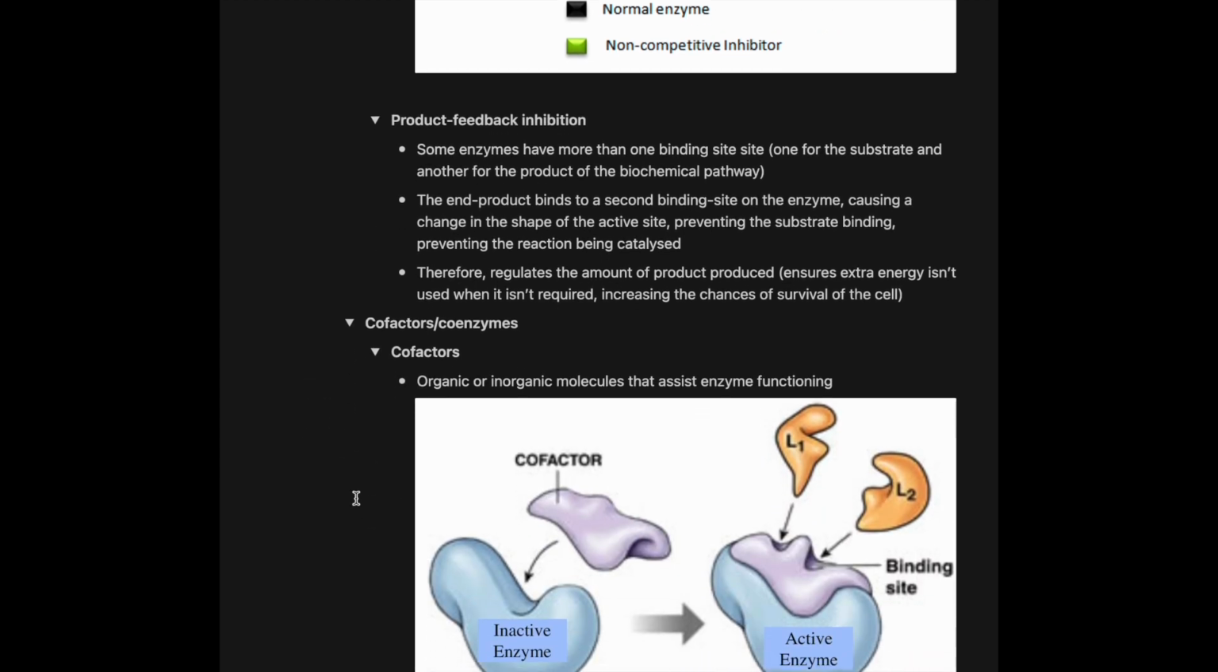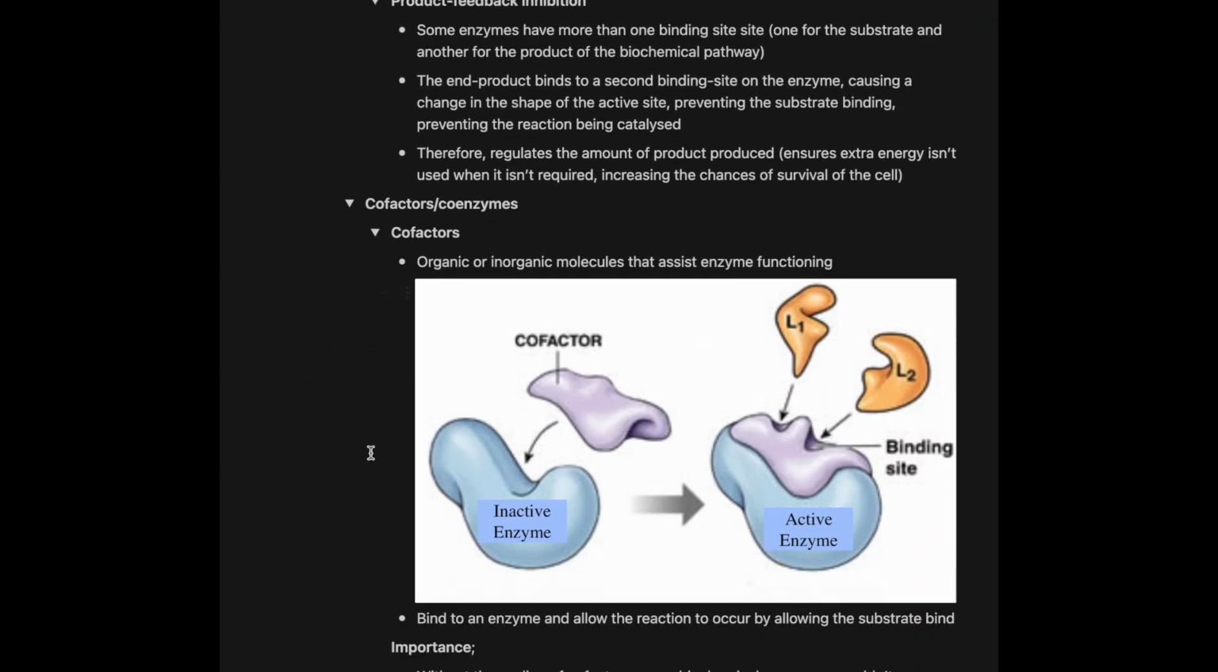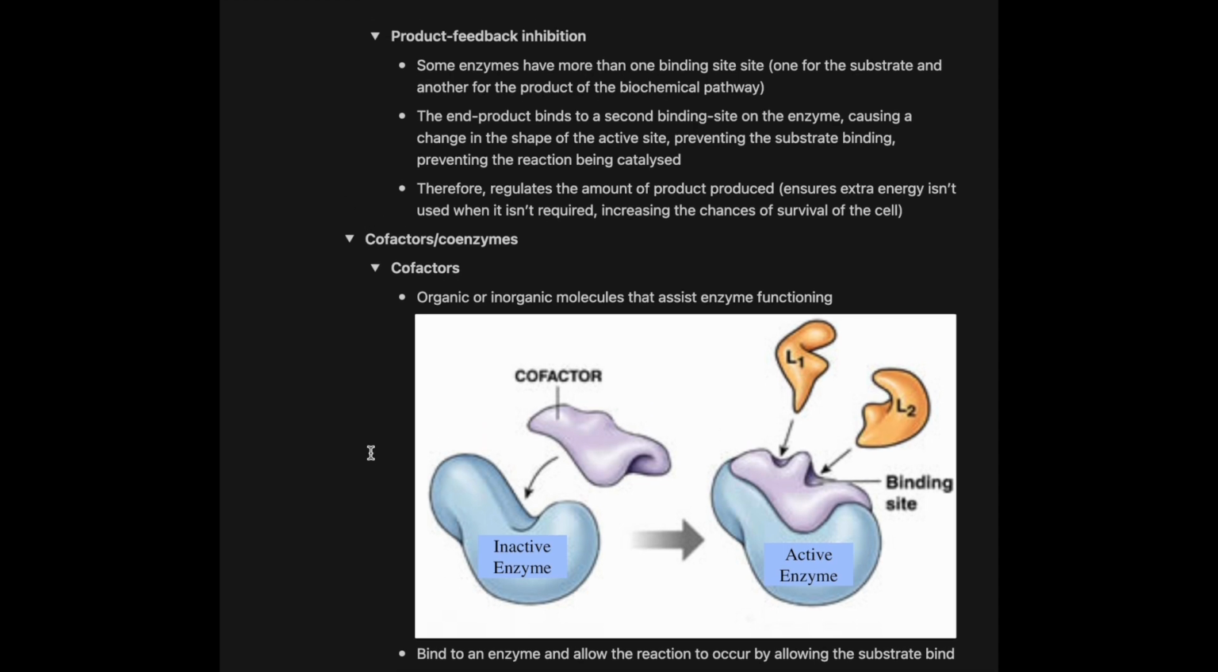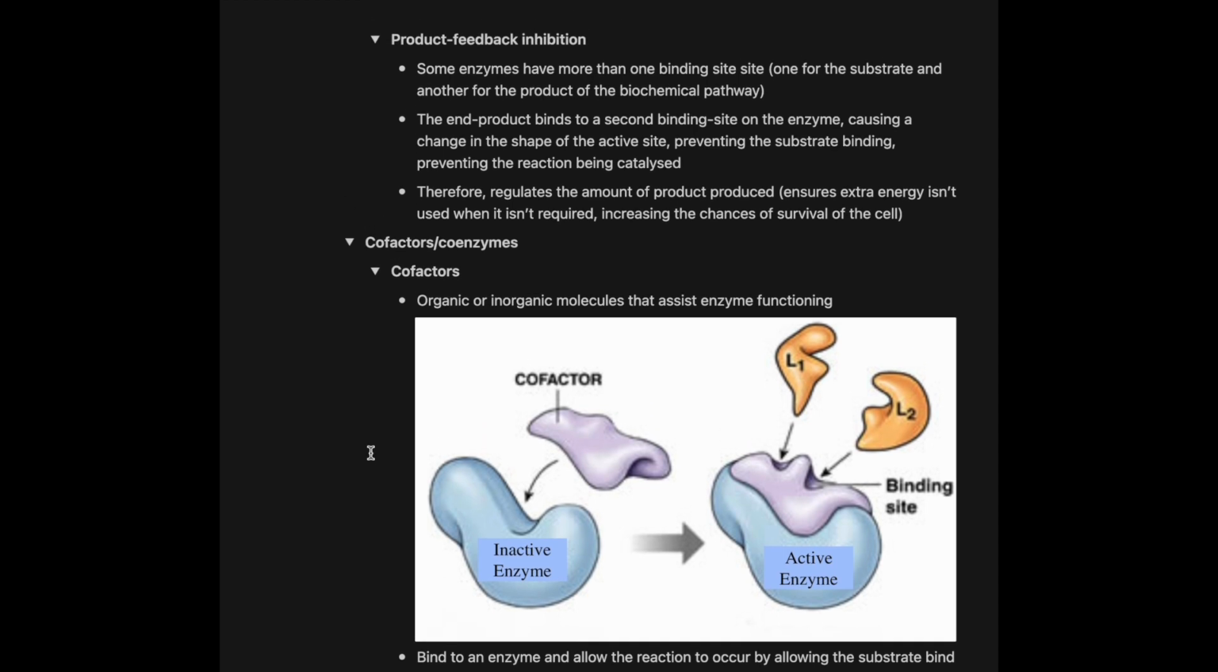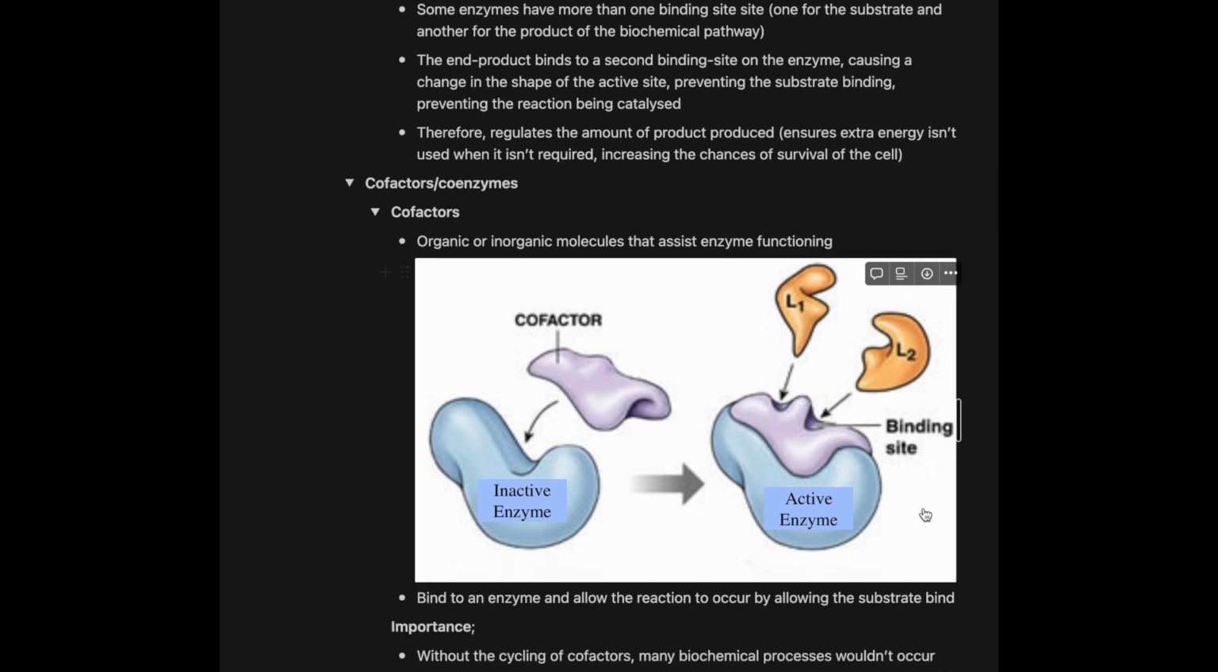So now let's go into cofactors and coenzymes. Cofactors are organic or inorganic molecules that assist in enzyme functioning. As we can see here, in the inactive enzyme, the cofactor is not bound to the active site. But then, after the cofactor binds to the active site, it is referred to as an active enzyme, as it can now allow the reaction to occur since the substrate can bind, as is illustrated.